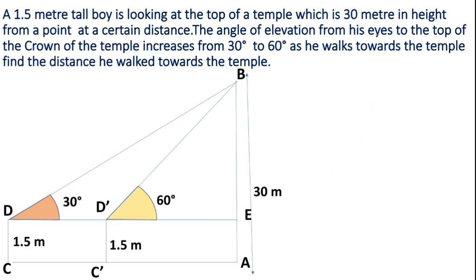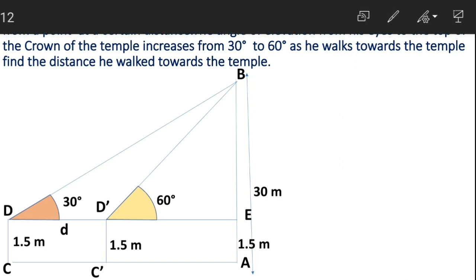Now observe that here CD is the height of the boy, C dash D dash is also equal to 1.5 meters, and we don't know the distance the boy moved. So here consider DD dash equal to small d. So this d we have to find out now. And clearly AE length is also equal to 1.5, because this is nothing but a rectangle. So if C dash D dash is 1.5, clearly we get AE also equal to 1.5.